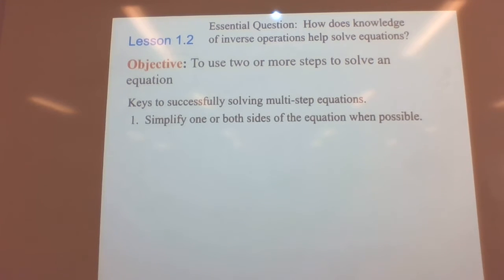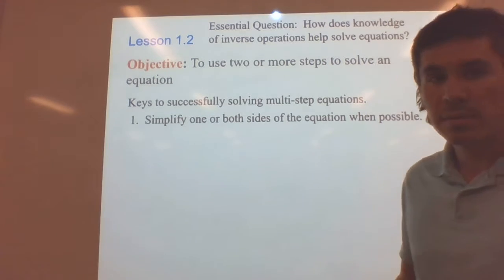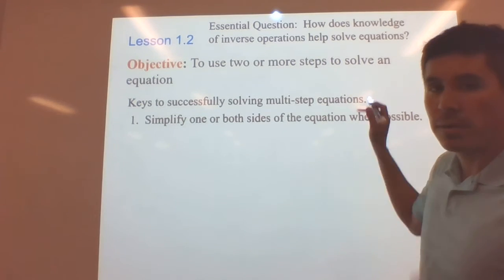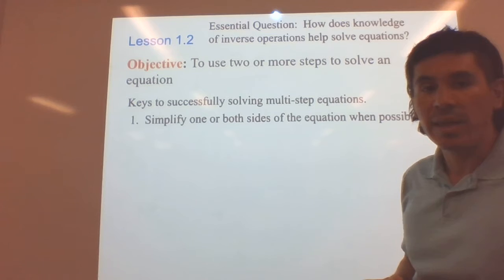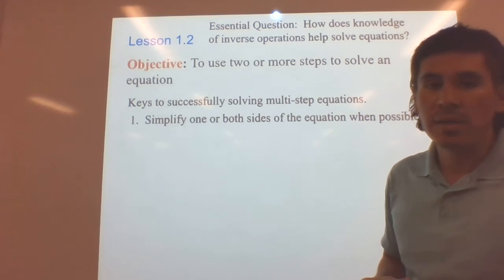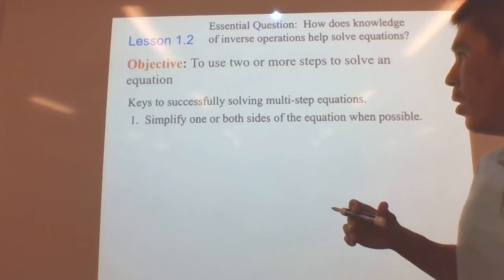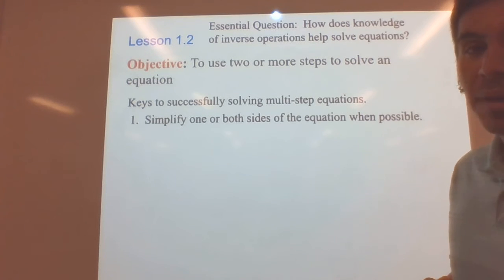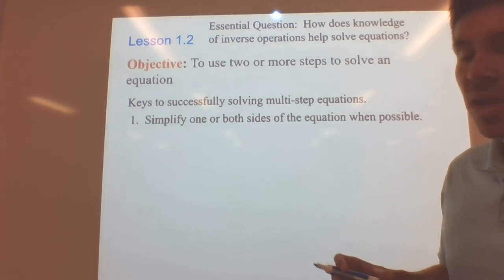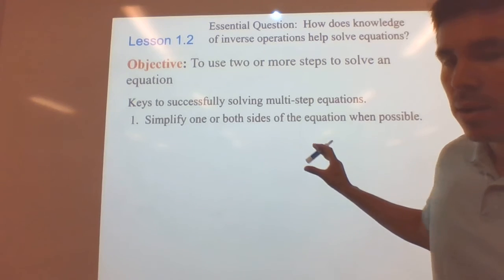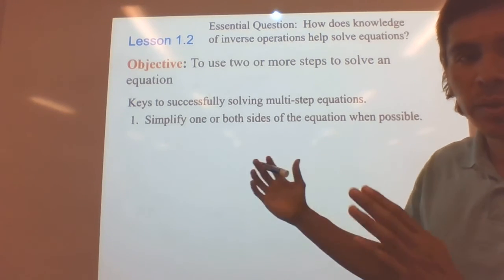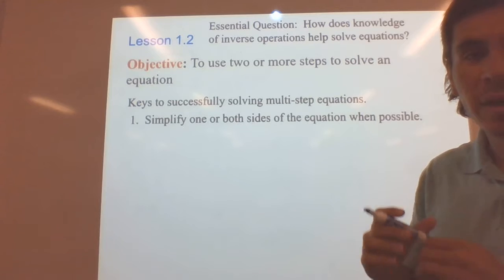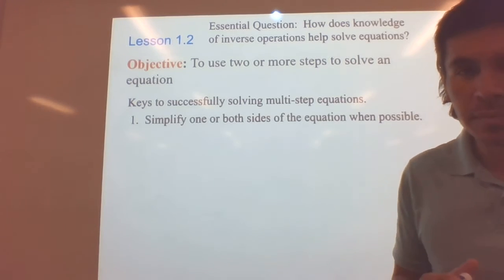Okay. Keys to successfully solving multi-step equations. This is important, so maybe underline this or highlight this. Number 1 is simplify one or both sides of the equation when possible. So when you have an equation and you have stuff on each side, try to combine like terms. Try to make it look clean before you move on.